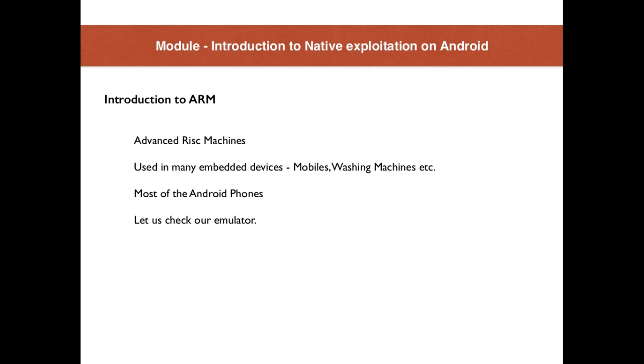ARM stands for Advanced RISC Machines. These are used in many embedded devices like mobile phones, washing machines, and a couple of other devices. Most Android mobile devices are using ARM processors. Even iPhone uses ARM processors. But some Android devices are using Intel based processors as well.